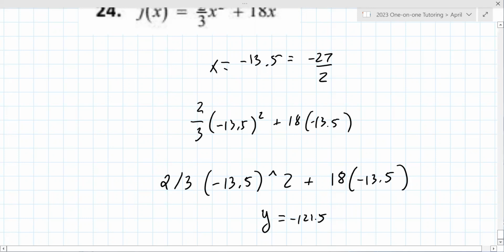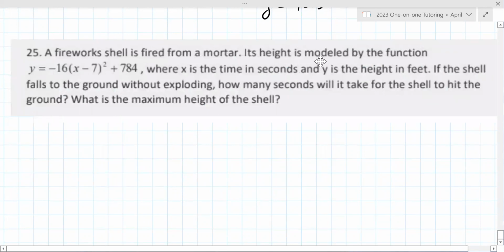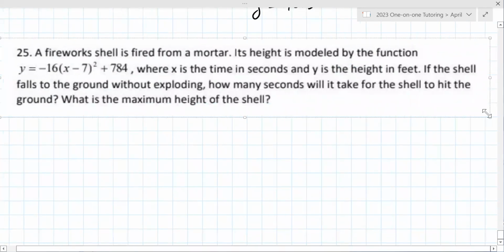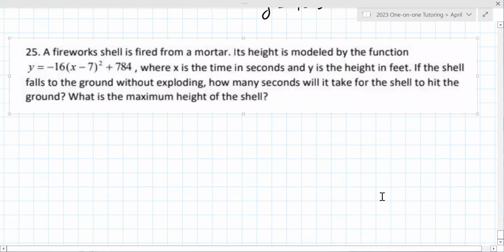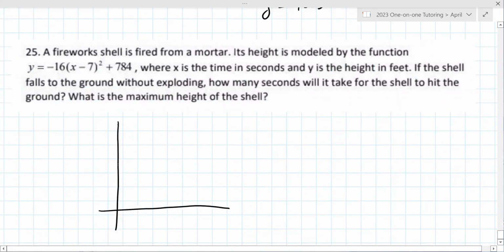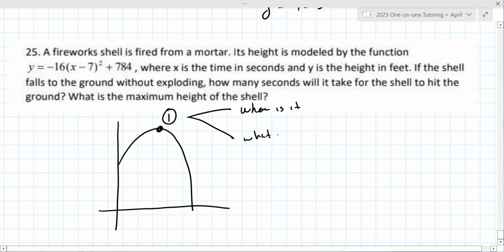Here we go. All right, so in these story problems, these word problems here, there's typically only a couple of things they ask you for. They typically ask you for one, like, where is it? What is it? Or they ask you for something happening at two, like, when does it hit the ground? So when you read this problem, when it says how many seconds will it take for the shell to hit the ground? That's two. They're asking for two there.